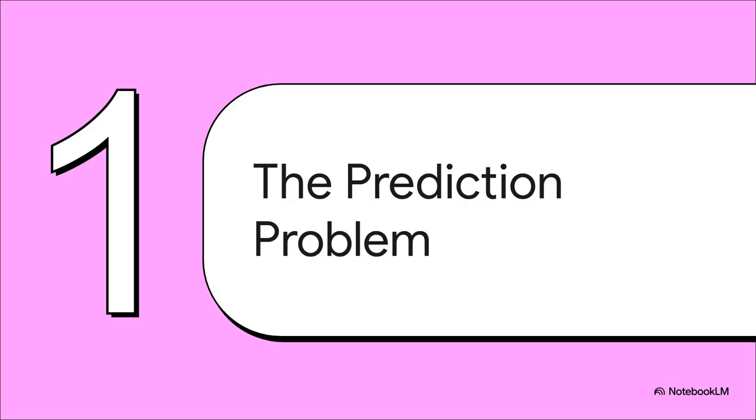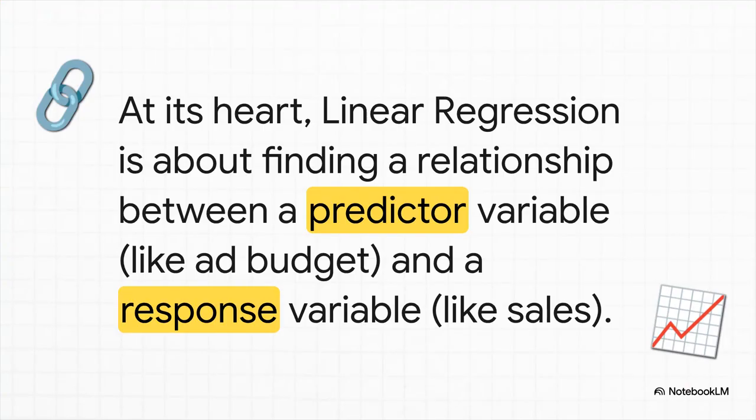To give that marketing director a real answer, we first have to wrap our heads around the core of the prediction problem itself. We've got to find a way to mathematically define the relationship between our ad budget and our sales numbers. And really, at its very heart, that's all this is. It's about drawing a clear line, a connection, between two things. We've got something we can control, right? Like our advertising budget. We're going to call that the predictor. And then we have the outcome we really care about, like sales, and that's our response. Linear regression is the tool that helps us find the actual mathematical link between them.